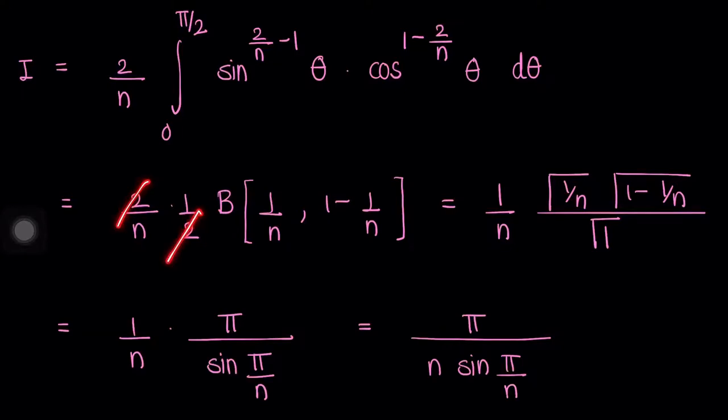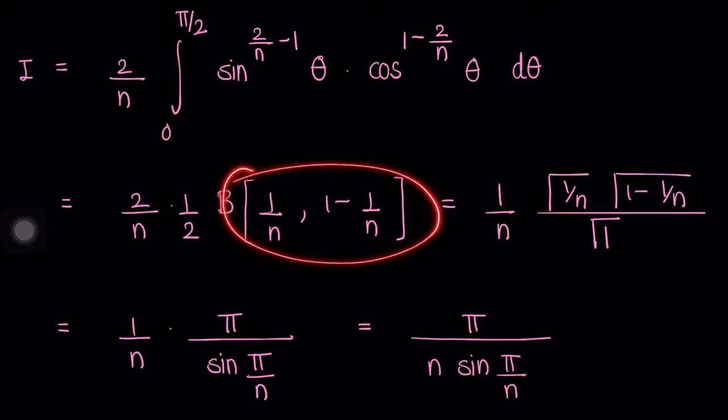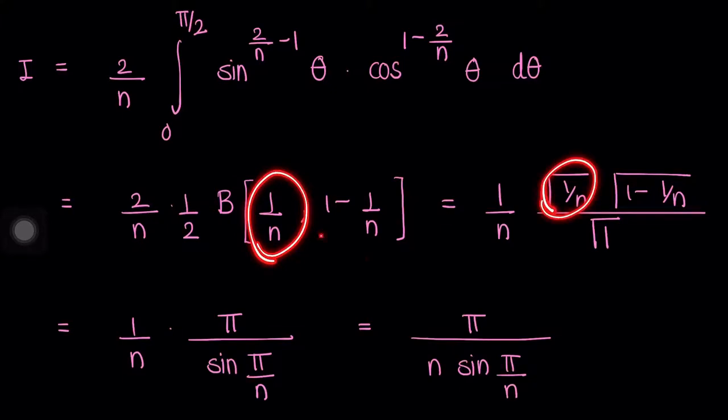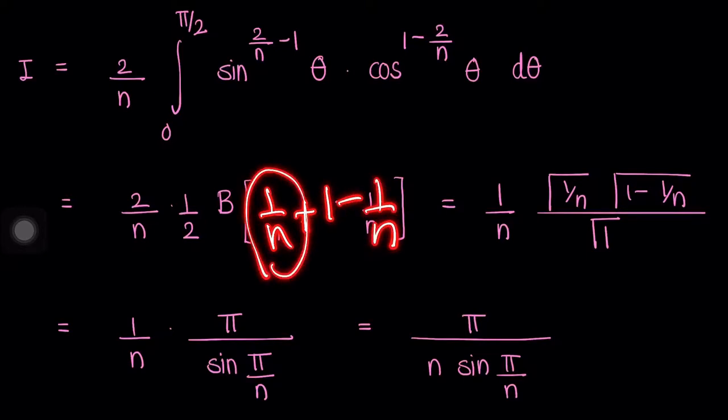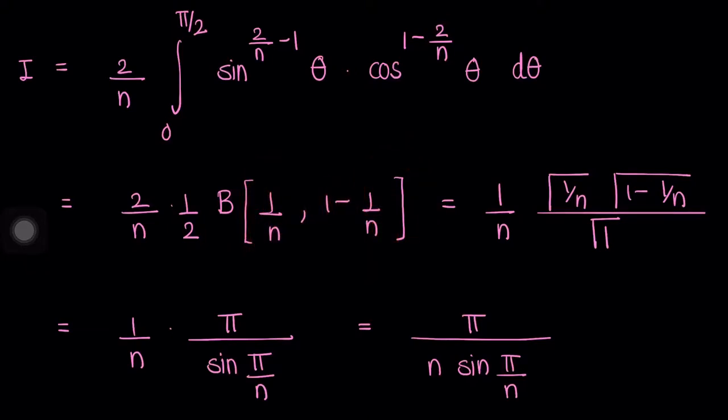Now this 2 gets cancelled, so this is equal to 1 by n, and if we use the relation between beta and gamma, this is equal to gamma of 1 by n into gamma of 1 minus 1 by n divided by gamma of 1 by n plus 1 minus 1 by n. Now this 1 by n minus 1 by n gets cancelled, so in the denominator we have gamma of 1, that is 0 factorial, and 0 factorial is 1. So we have 1 by n gamma of 1 by n into gamma of 1 minus 1 by n.